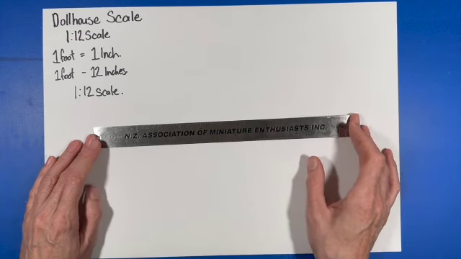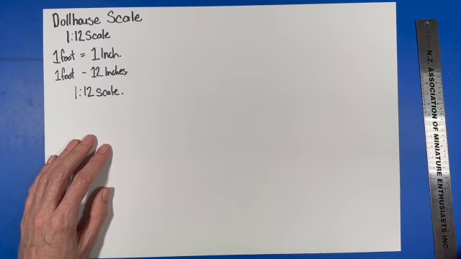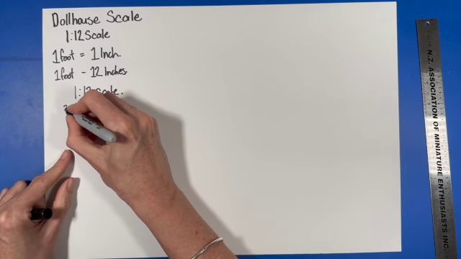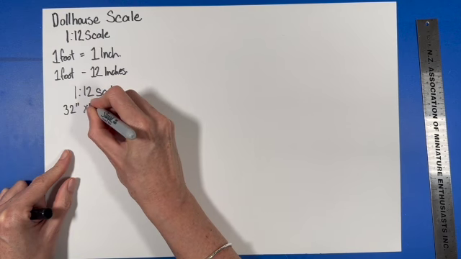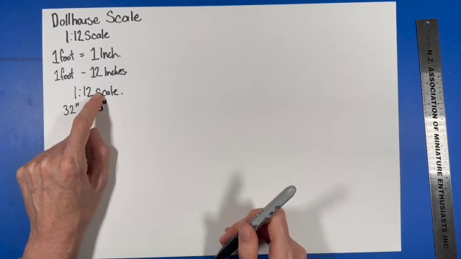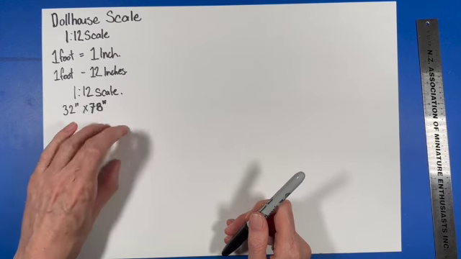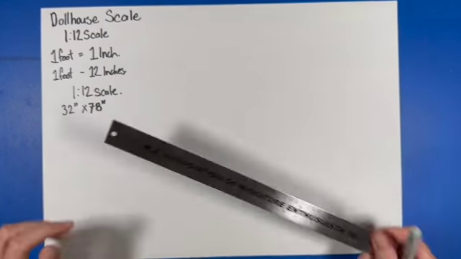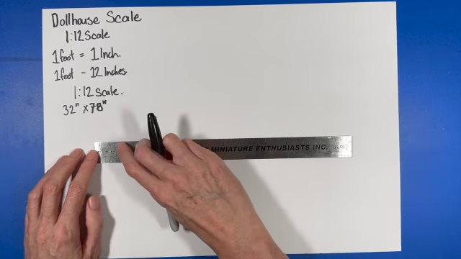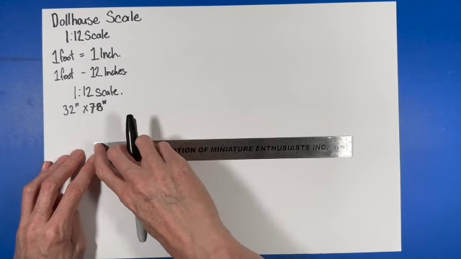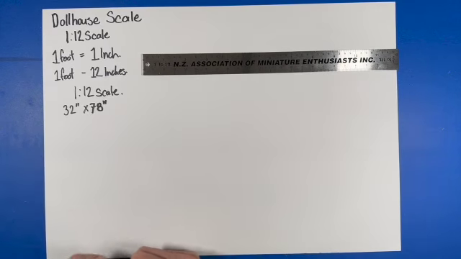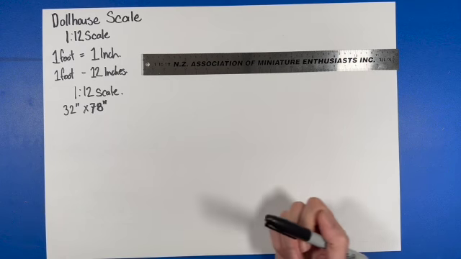One of the things that I've done is I have actually measured my door in my house. My door is 32 inches by 78 inches. So how do we get that down to 1:12 scale? I have a ruler that is broken down into dollhouse scale, so each inch is divided into 12. However, if you don't have one of these rulers, the easiest way that I've found to do this is to actually just draw it out.